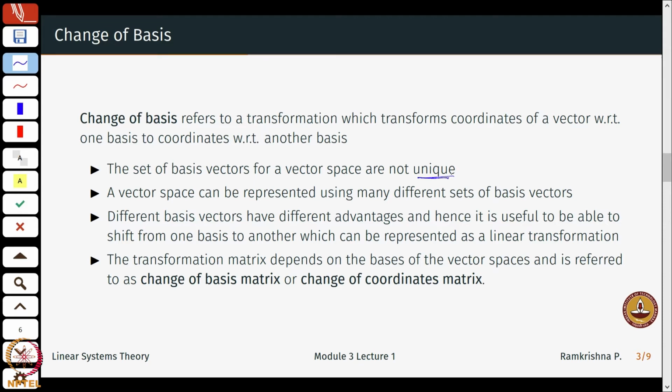Okay. So the thing that we will exploit or try to analyze more is the property that a vector space can be represented using many different sets of basis vectors. As I said earlier, these have their own advantages, especially in the course. So this is not just a very abstract thing that we are going to learn, but something which has direct implications on the control related concepts that we will do later in the course.